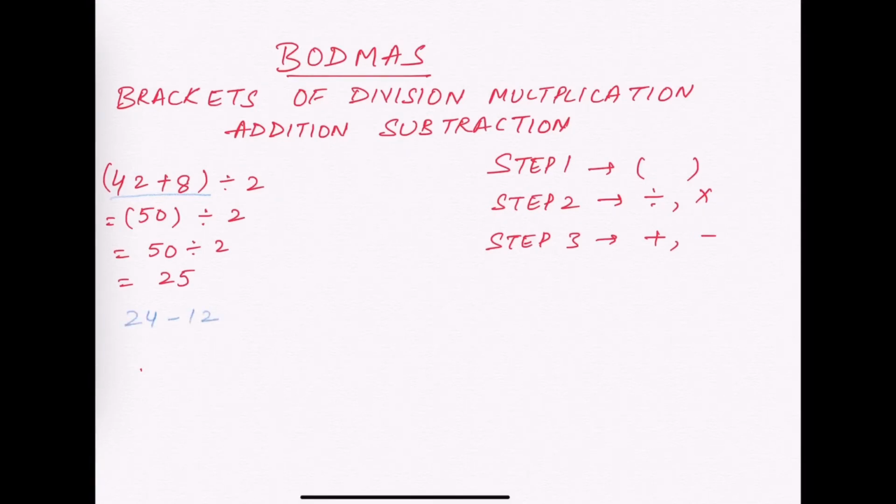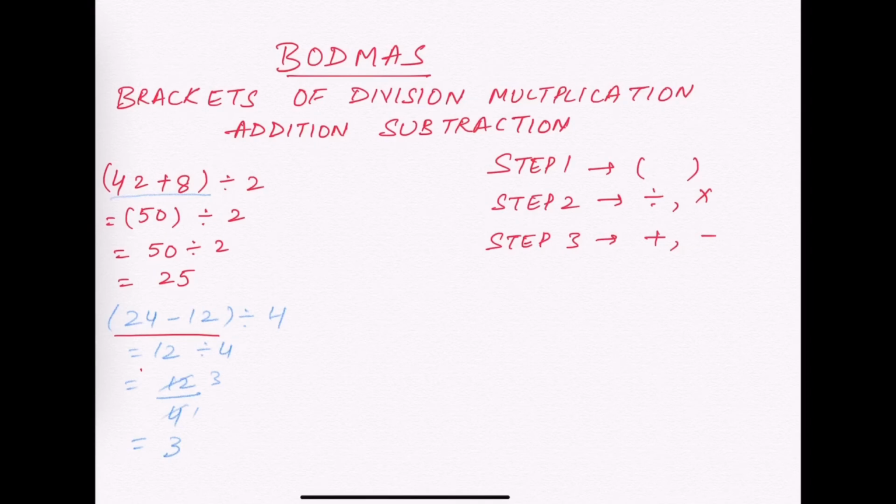24 take away 12 within the brackets, divided by 4. 24 take away 12, we need to solve this one first, which equals 12 divided by 4. You can write this in another way as well, which is 12 divided by 4: 4 ones are 4, 4 times 3 is 12. So 3 will be the answer.